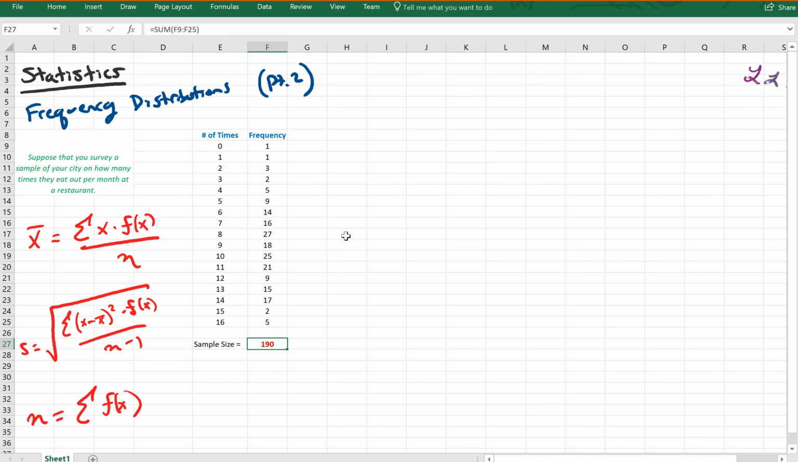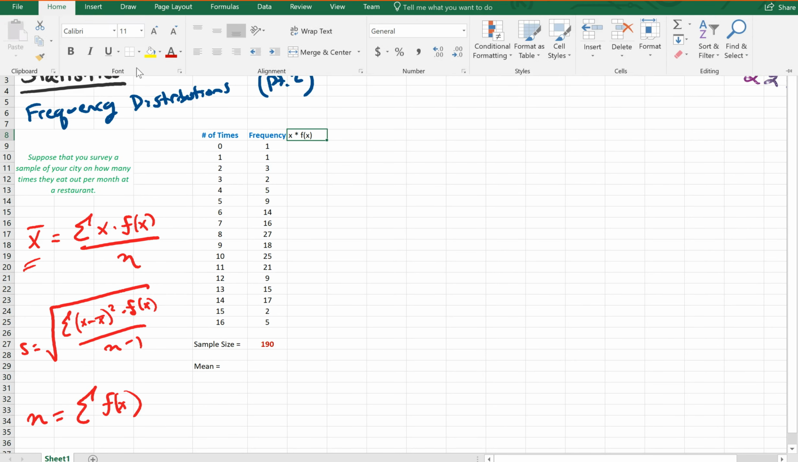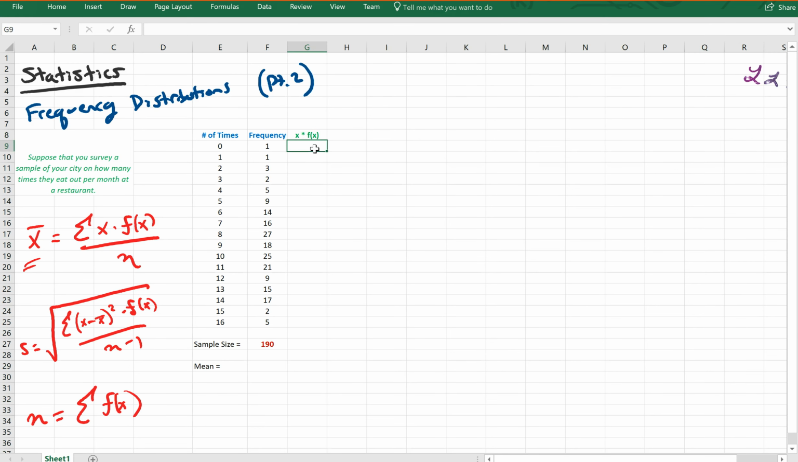Alright, so what is the next thing that you may want to calculate? I may want to calculate the mean, right? So the mean, again, is calculated by this first formula here. So it's going to be the sum of the products of our values and the frequencies. So I'm going to go up here and create a column that's going to represent the value times its frequency. I'm going to call that x times f of x. And I'm going to bold that, center it, and give it another color.